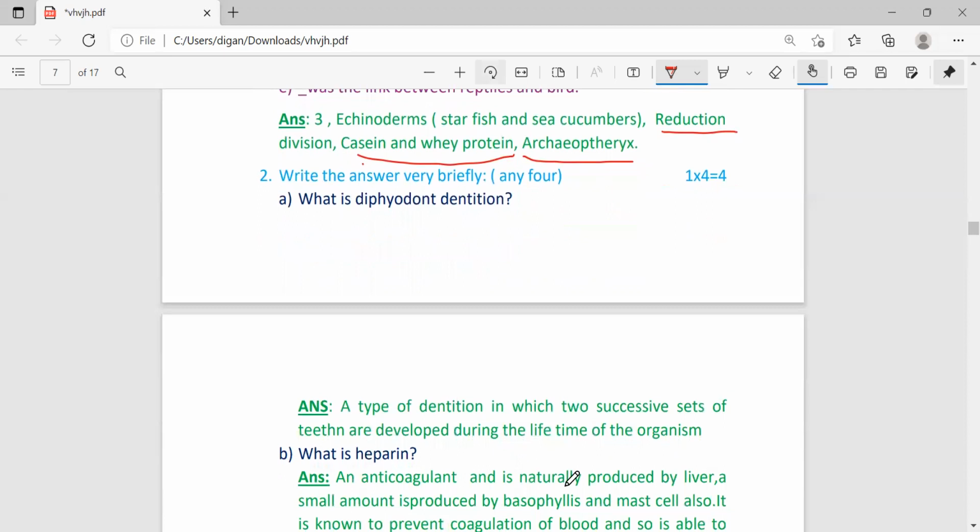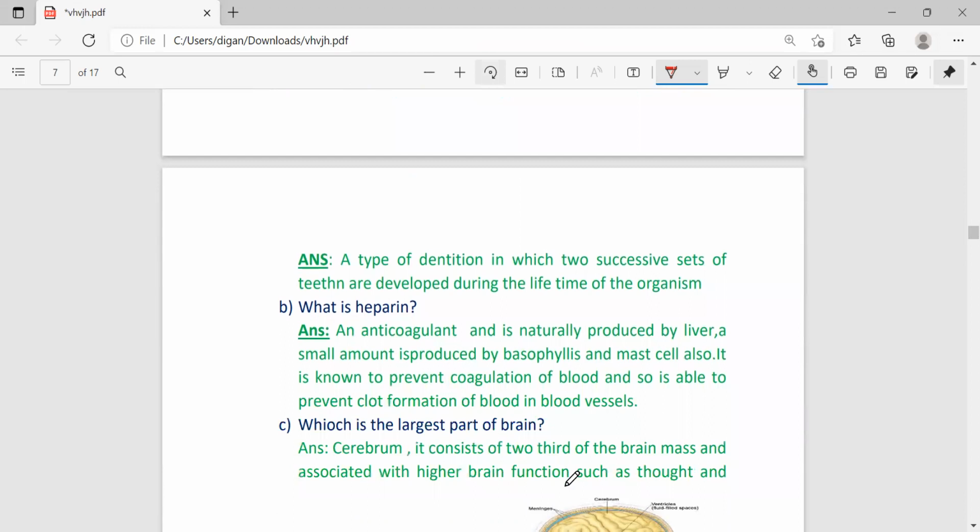In the second question you have to answer any 4. First question is what is diphyodont dentition. It is a type of dentition, an arrangement of teeth in which 2 successive sets of teeth develop during the lifetime of an organism. For example, human. In human beings, first the milk teeth grow, and after the milk teeth, the permanent teeth will grow.